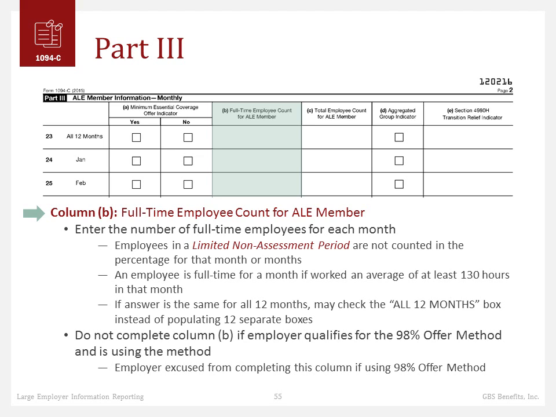Again, we said this before, but just understand that anybody, even if they're not typically somebody you consider or classify as full-time, if they worked 130 hours in that month, then you count them in your count. And again, you do not complete column B if you qualify for the 98% offer method.